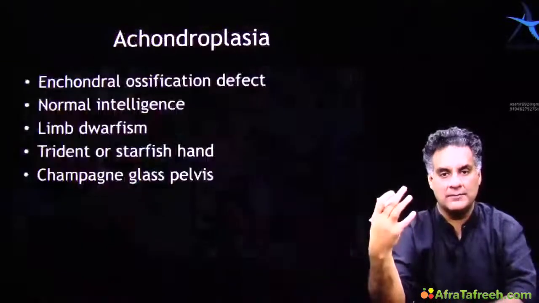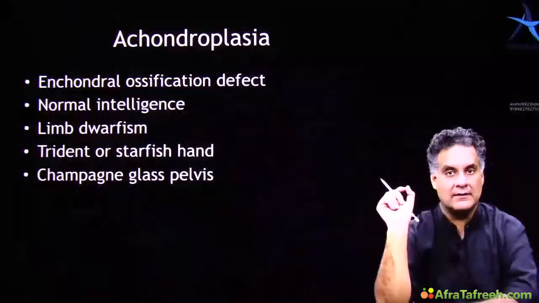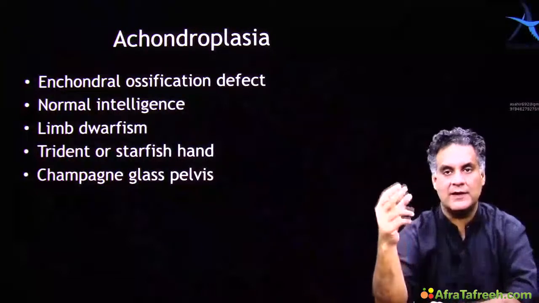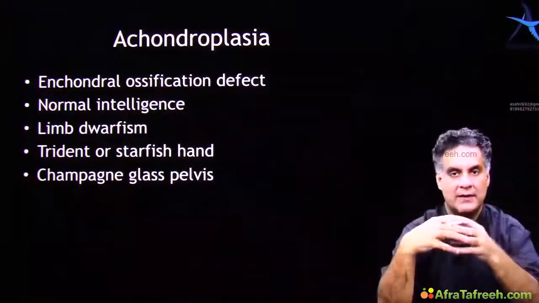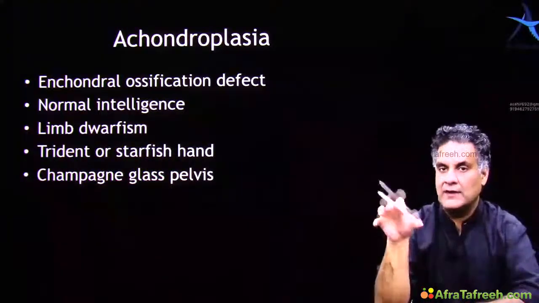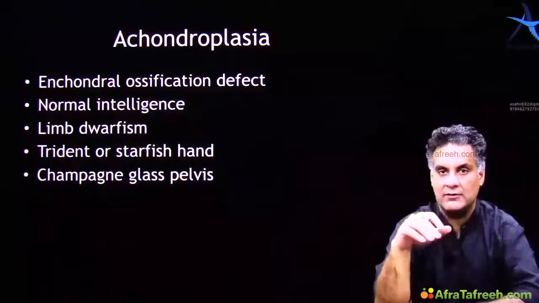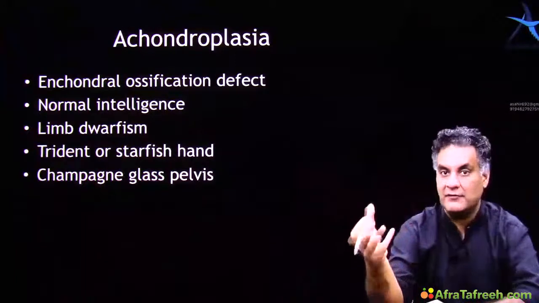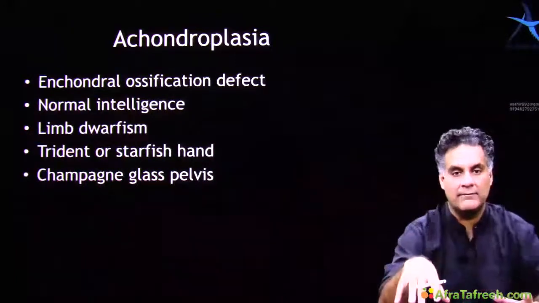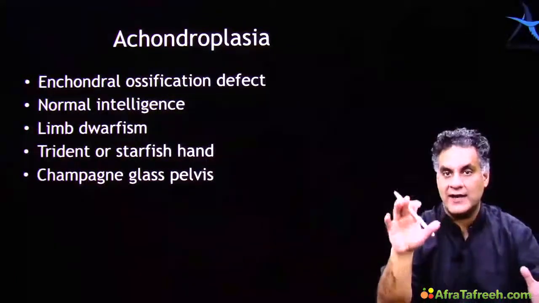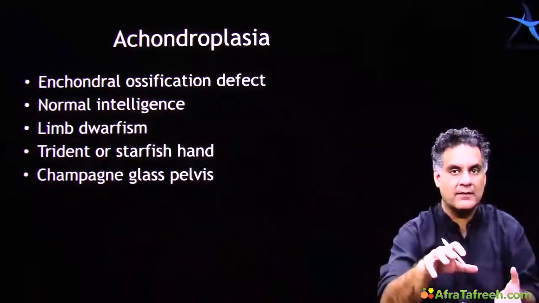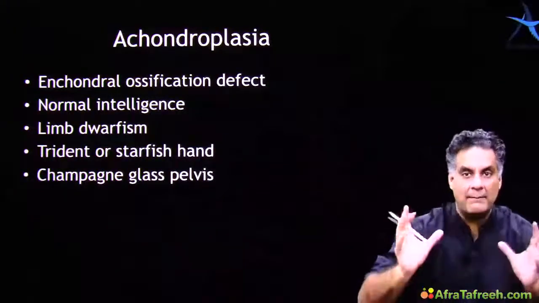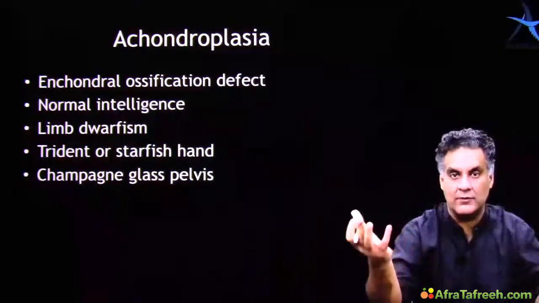Coming to the ossification defects, you have two types of ossification, the endochondral ossification and the membranous ossification. In endochondral ossification, there's a cartilage base over which you ossify, and if there's a defect in that, it's called achondroplasia. The patient will have short height. The trunk size is normal, but the limbs are short. They're very intelligent people. They're happy people, just like Down syndrome or Angelman syndrome.